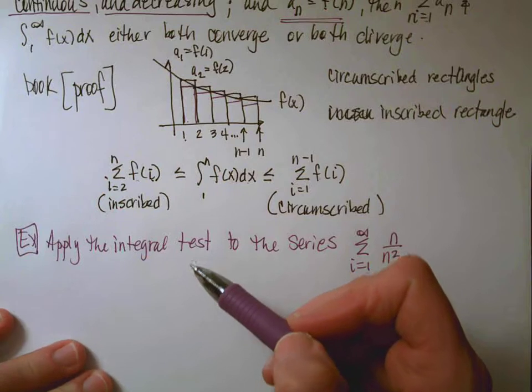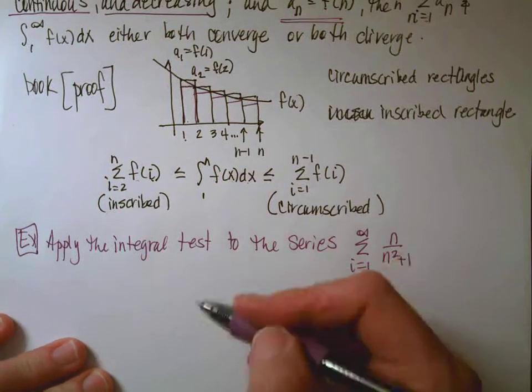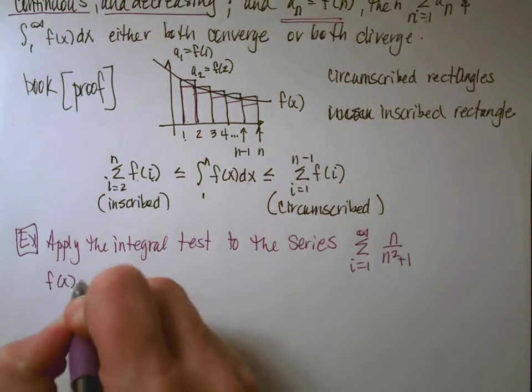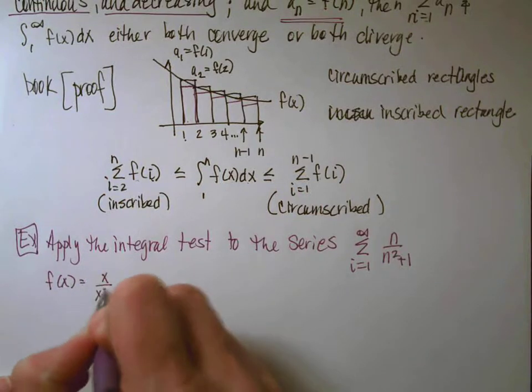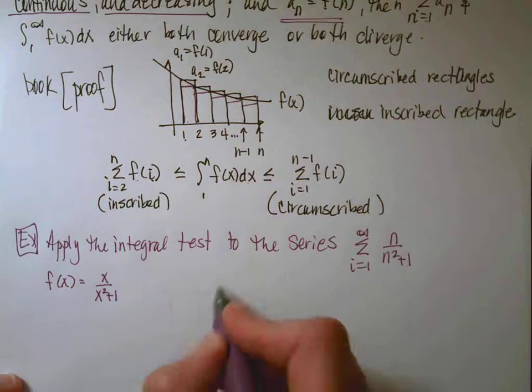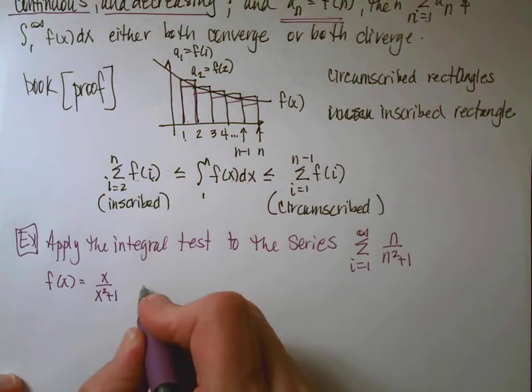Basically, that's the second fundamental theorem of calculus. And so that's how we're going to manage our variables. So what I'm going to do is say that f of x is equal to x over x squared plus 1. And I want to know that the function is positive and continuous.